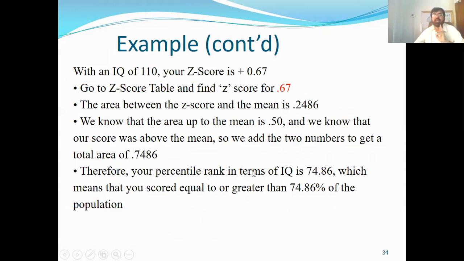Therefore, your percentile rank in terms of IQ is 74.86, which means that your score is equal to or greater than 74.86% of the population. When you compare this person with the rest of the population on the basis of rank or percentile, this person is in the group of people who have scored 74.86%. So below them, there are 74% of people, and some of the people are above them, almost 25% or something like that.